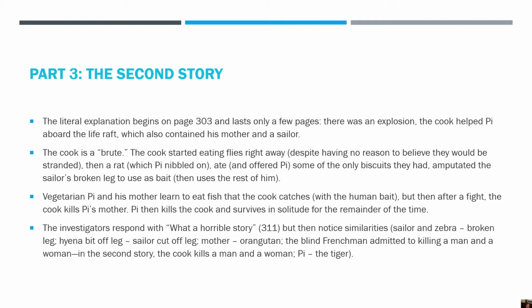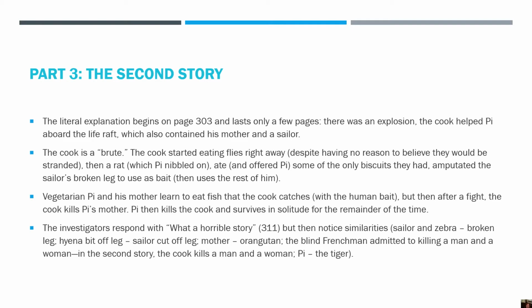He amputated the sailor's broken leg, not to help him, but just to use the leg as bait, and then uses the rest of the sailor as bait. Vegetarian Pi and his mother in this second story do learn to eat the fish that the cook catches with the human bait. But then there's this fight.